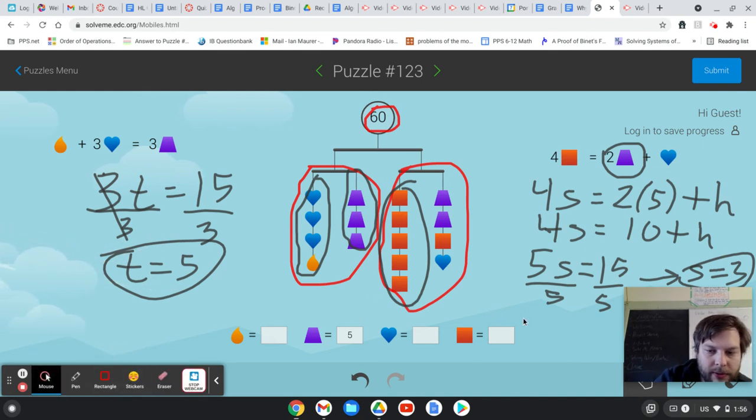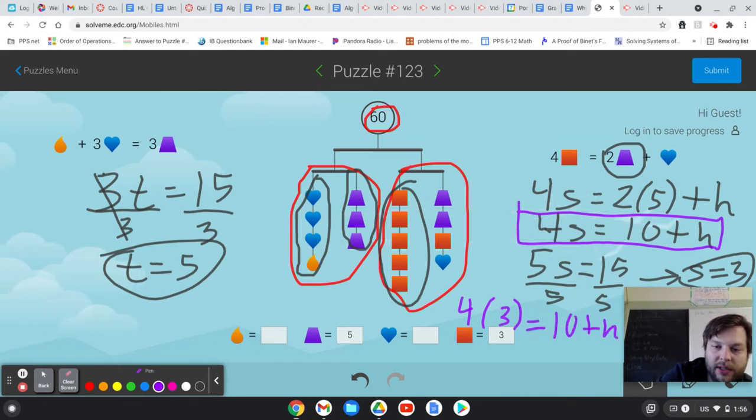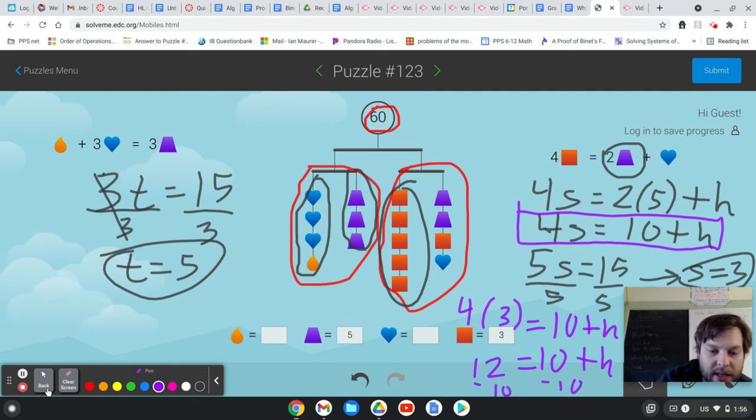So if the square is worth 3, what can we figure out next? Well, I'm looking for where I can use that square. And I see that right here. I'm going to start using a different color so it's a little clearer. I see this equation right here involves squares. And I know a square is worth 3. So I'm going to substitute into that equation. 4 times the value of a square, 4 times 3, equals 10 plus a heart. So 12 is equal to 10 plus a heart. Minus 10 from both sides, and we have the value of a heart. Has to be 2.